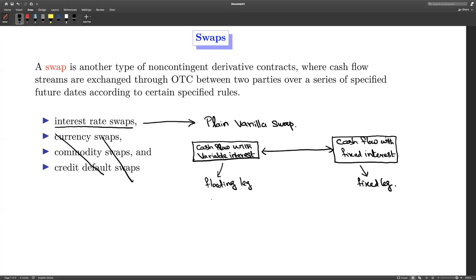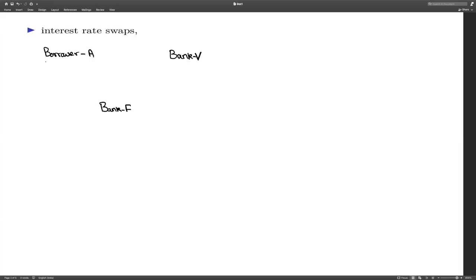Let me try to explain the plain vanilla swap in a little more detail. Let us consider a borrower called borrower A who borrows money from bank B, which offers him a variable interest rate.